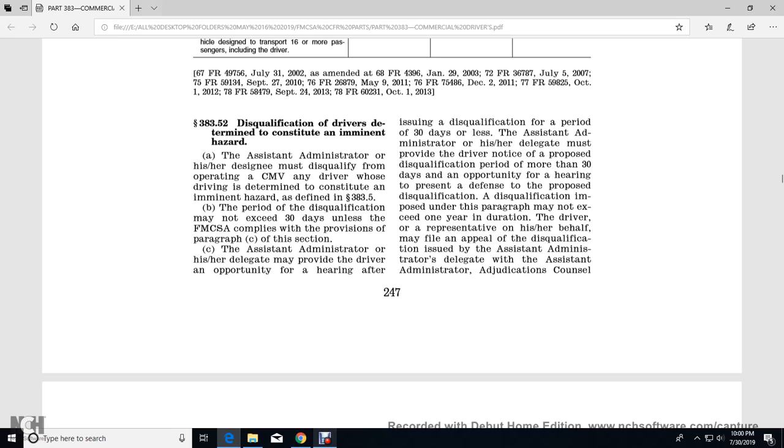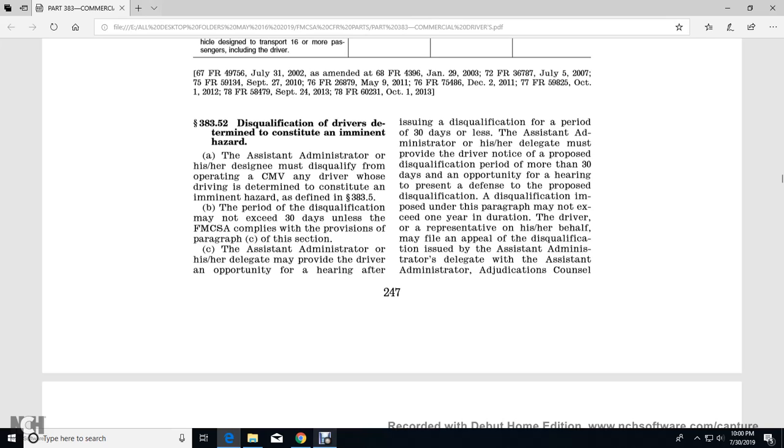Alright, 383.52, disqualification of drivers determined to constitute an imminent hazard. The assistant administrator or his or her delegate may disqualify a driver from operating a commercial motor vehicle if the driver is determined to constitute an imminent hazard, as defined in 383.5. The period of disqualification may not exceed 30 days unless the Federal Motor Carrier Safety Administration complies with the provisions in paragraph C of this section. The assistant administrator or his or her delegate provides the driver an opportunity for a hearing after issuing the disqualification for a period of 30 days or less.